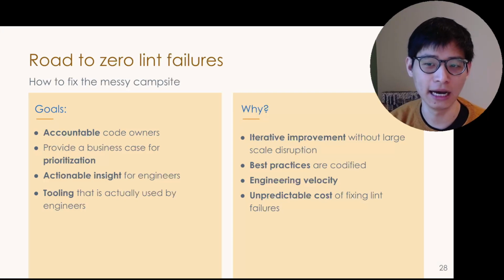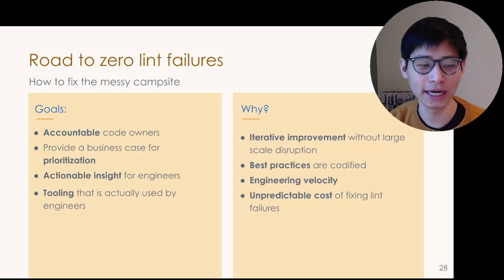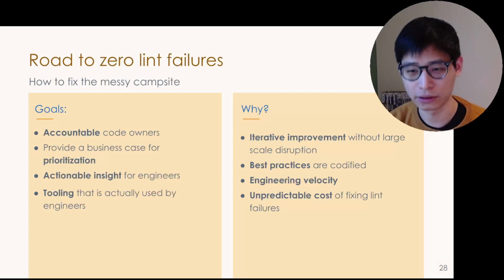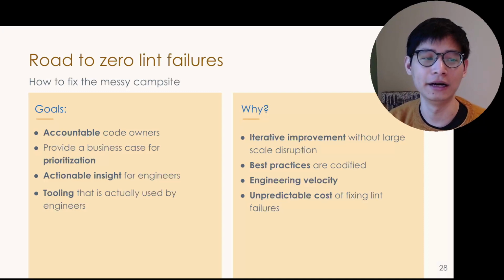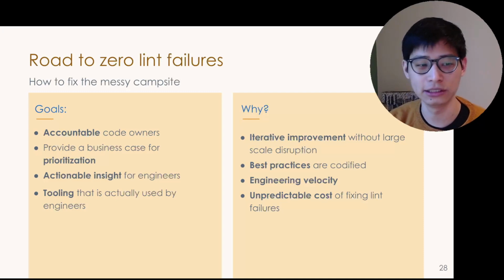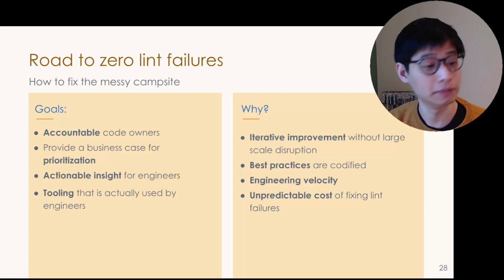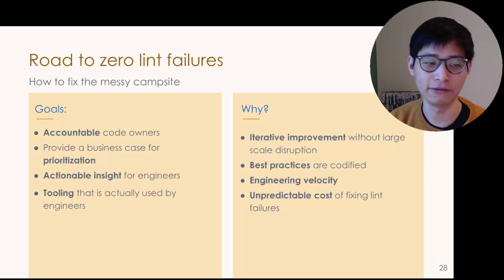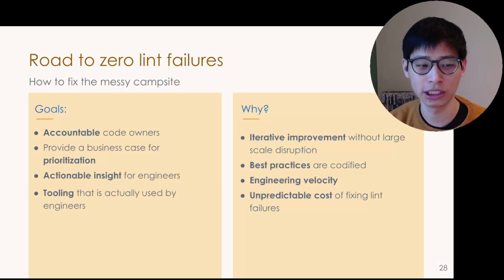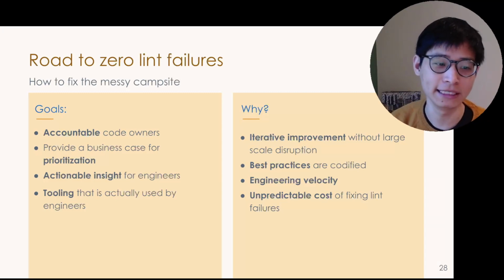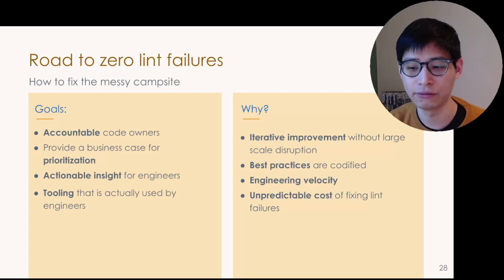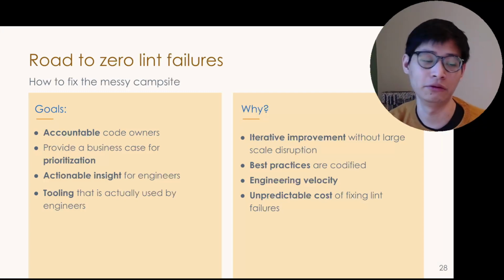So as I mentioned at the beginning, we tried to make sure that each file has an accountable team that owns it. We helped engineers provide a business case for why they should resolve these lint failures. Namely, it makes it easier to ship something new, and also prevents more serious production issues. We also gave insights for engineers to identify which areas are easy to fix and which ones are a little bit harder.